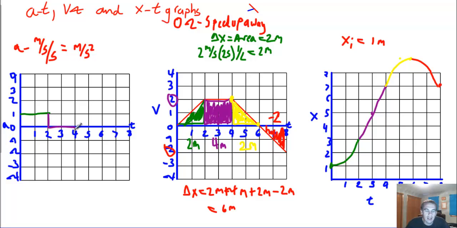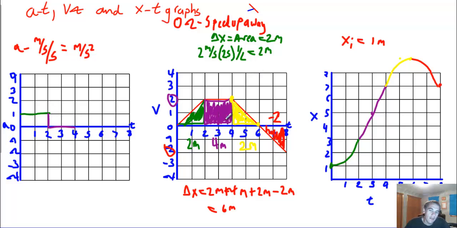Okay? Acceleration doesn't indicate position. It doesn't indicate speed. All an acceleration time graph does is tell you if the speed is changing or not, and if it is changing, at what rate it's changing. Okay? So our first time interval, yes, it's a non-zero acceleration, so the speed is changing, and it's got an acceleration of positive 1 meter per second per second.